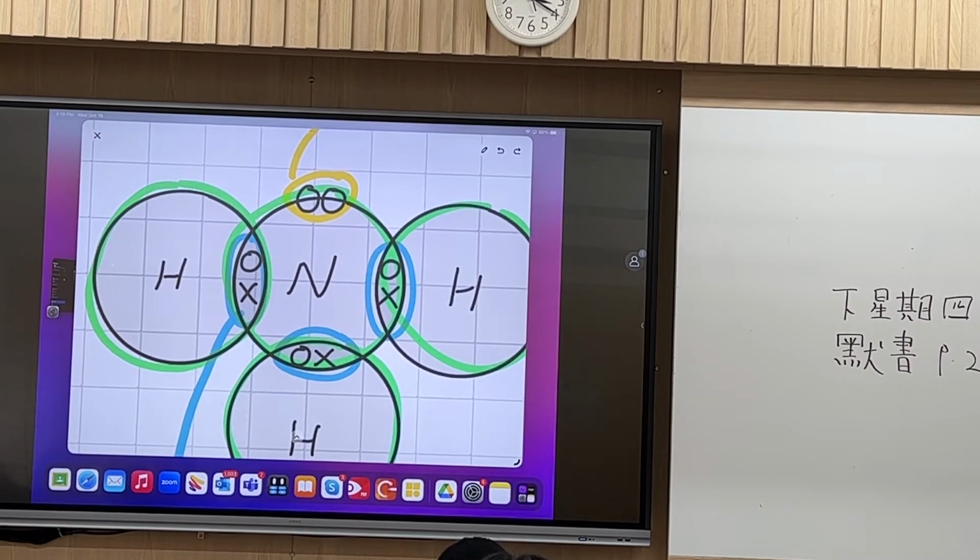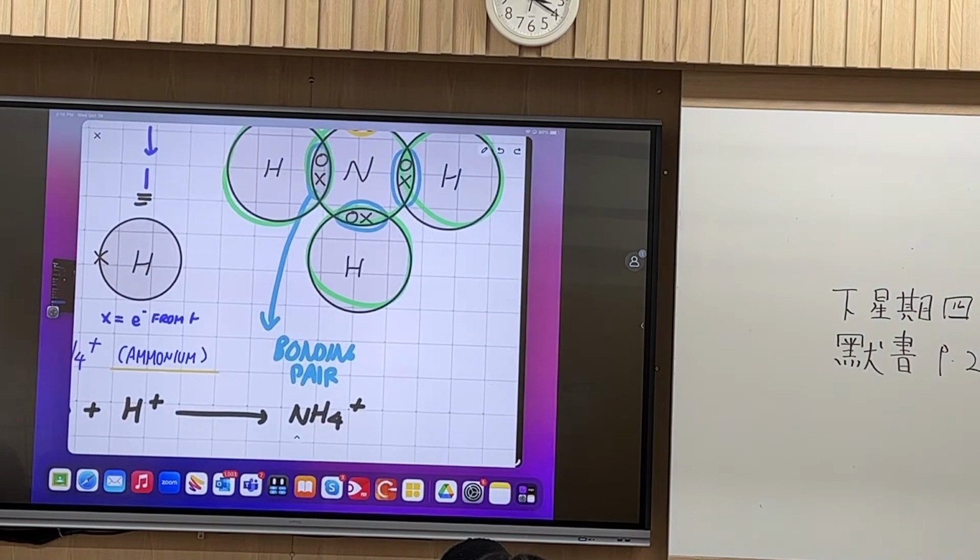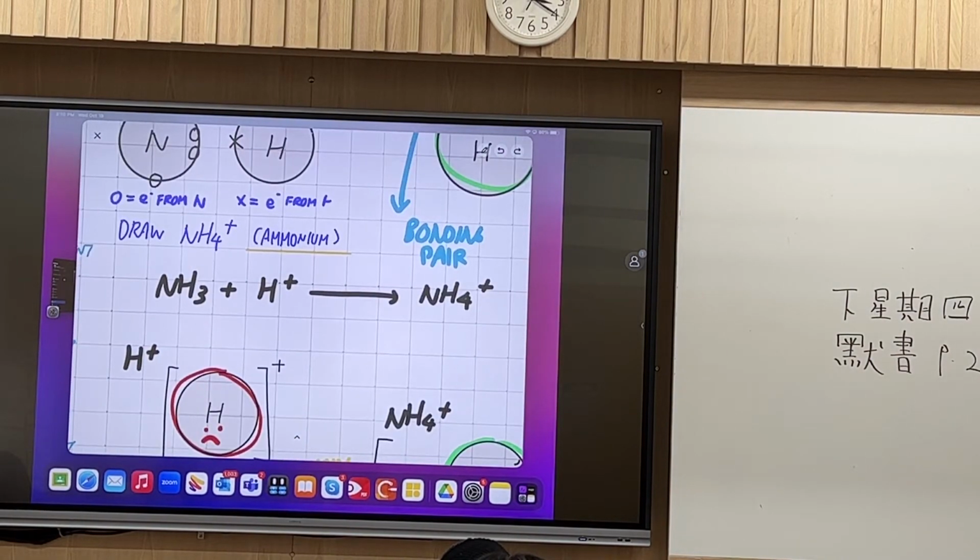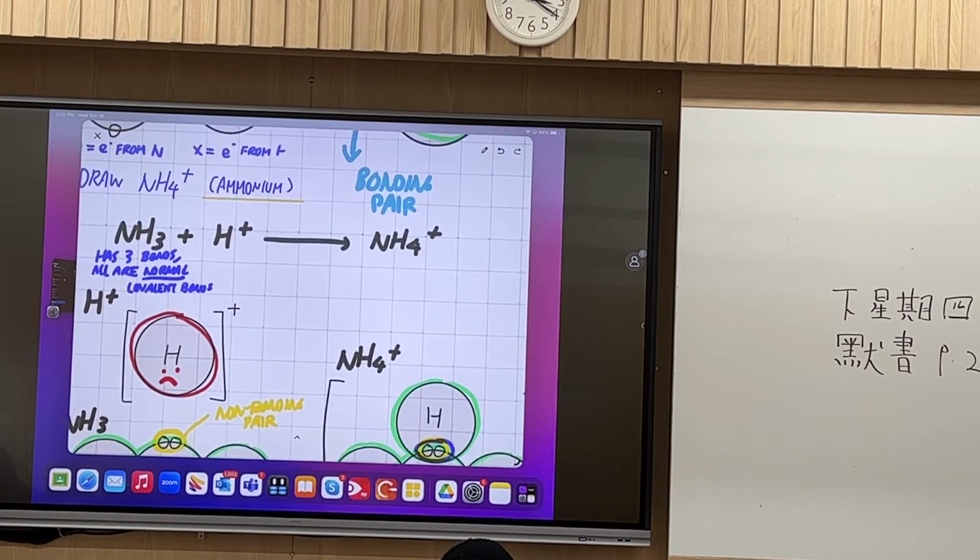3. How many are normal? 3. 4 are normal. Yes. Okay, so can you put down NH3 has 3 bonds, and all are normal covalent bonds. What about NH4 plus? We say NH4 plus has 4 bonds, but out of these 4 bonds, 3 are normal. 1 is dative. Okay?